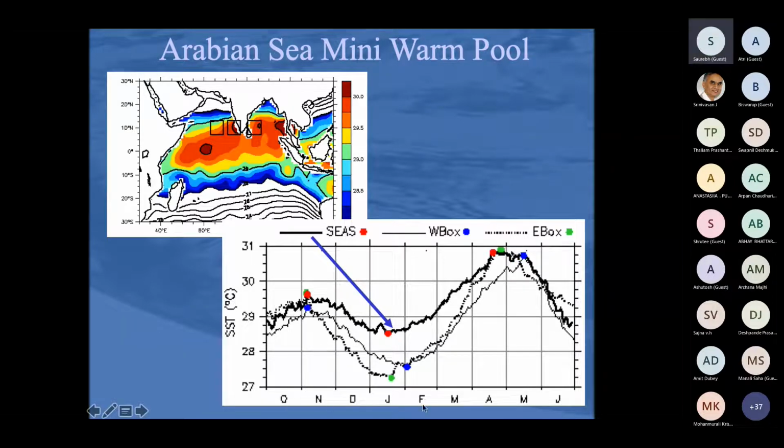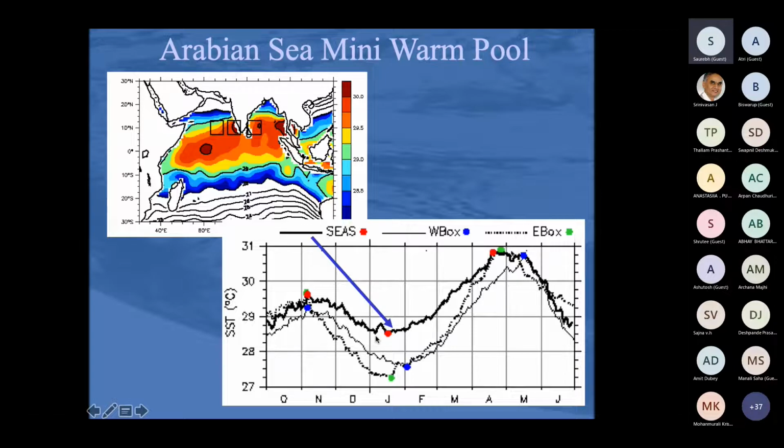The x-axis in this graph is months, starting from October, November, December, January, February, March, April, May, June. On the y-axis, you have sea surface temperature running from 27 to 31. There are three graphs. One of them is the black curve, which is C. C stands for Southeastern Arabian Sea. That is this box. And this is a box to the west of it, and this is a box to the east of it. The western box is blue, and the eastern box is green.